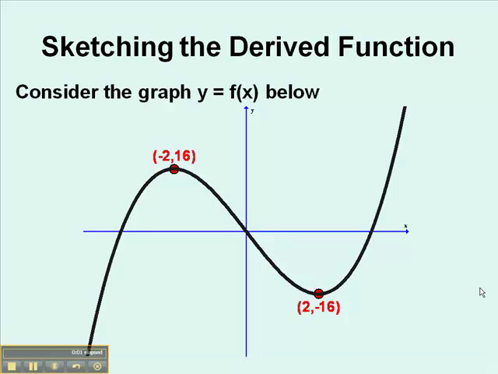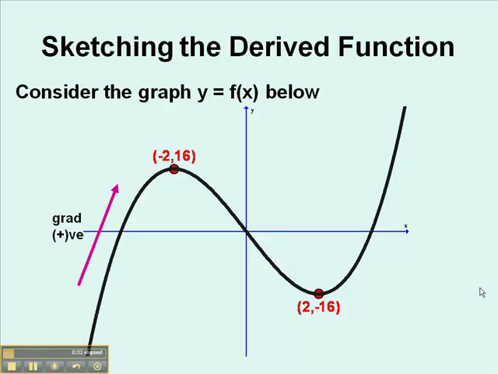Here we're given the graph of a function y equals f of x, and we've been asked to sketch the graph of y equals f dash x. To do this, we note the nature of the gradients as we go towards the two important points where gradients are changing: at negative 2, 16 and 2, minus 16.